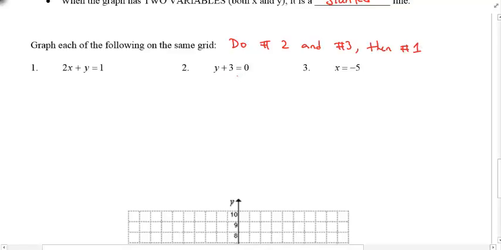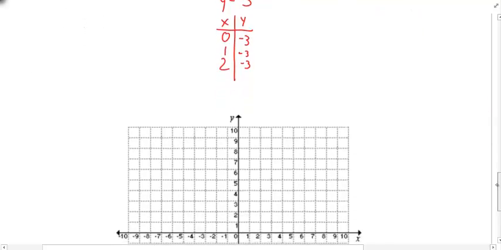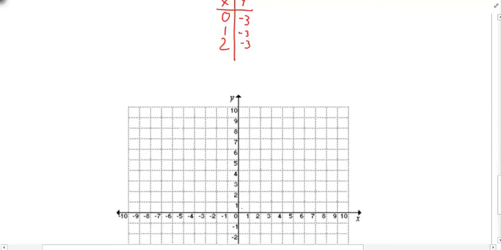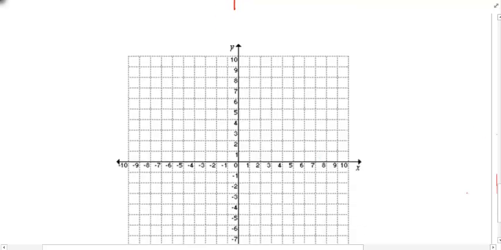y plus 3 equals 0. That looks kind of weird. I'm going to rewrite this as y equals negative 3 by putting it to the side. If you want to make a table of values, that means the y value is always negative 3. You choose whatever you want for x. I'll just choose some simple numbers, 0, 1, 2. And if you plot that, 0, negative 3, 1, negative 3, 2, negative 3, connect them together, there is your line. So this is the line y plus 3 equals 0.